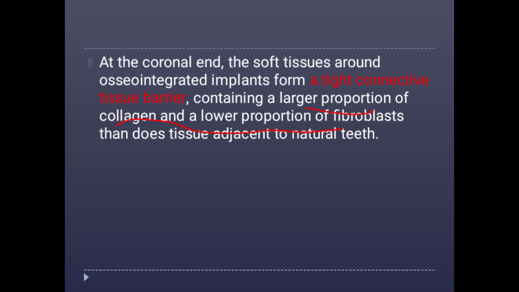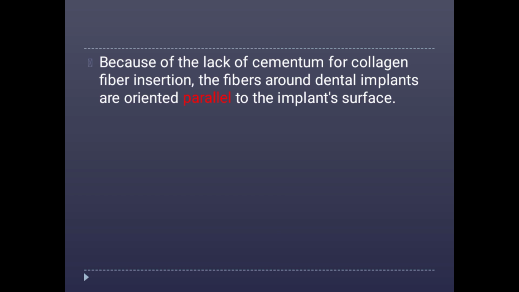Basically they are saying that in the coronal region, the soft tissues around the implant form a tight connective tissue barrier. They contain a large amount of collagen but a low amount of fibroblasts, compared to adjacent natural teeth. Because of the lack of cementum for collagen fiber insertion, the fibers around dental implants are oriented parallel to the implant surface.